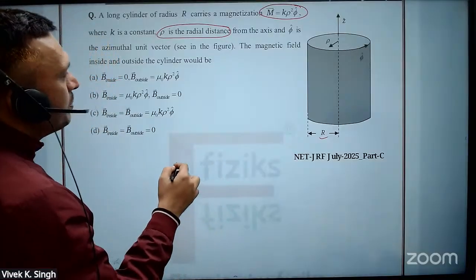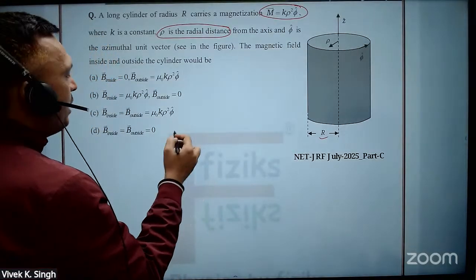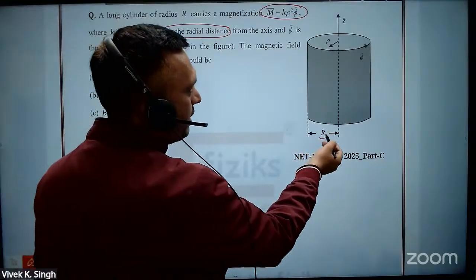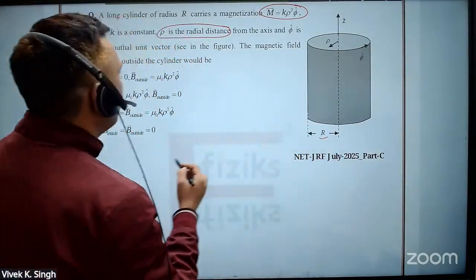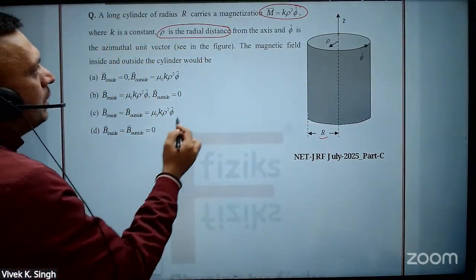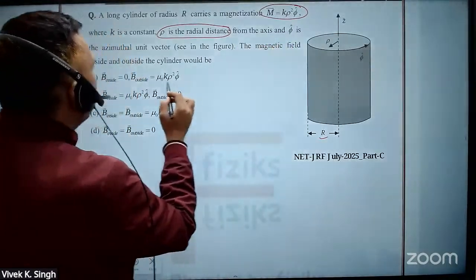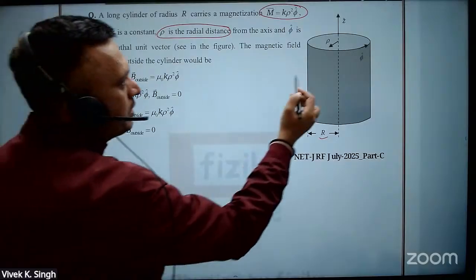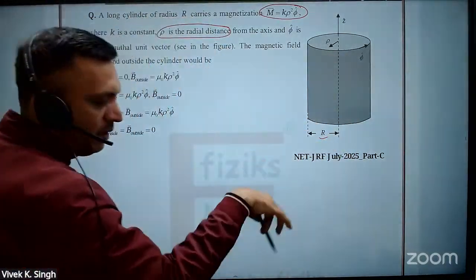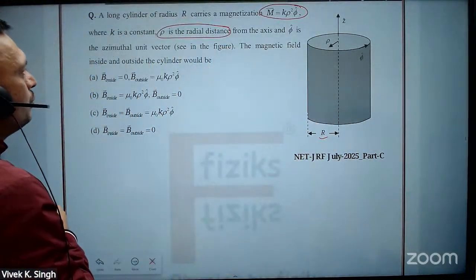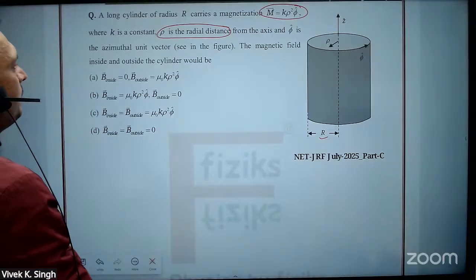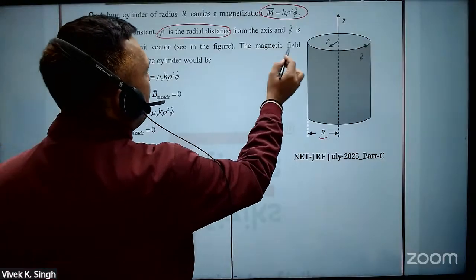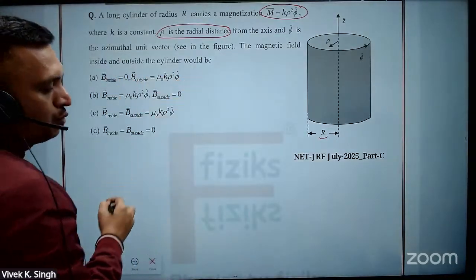For an inside point, rho will be less than r. For an outside point, rho will be greater than r, measured from the axis. And phi cap is the azimuthal unit vector, the unit vector in the phi cap direction in cylindrical symmetry. Now you have to find the magnetic field inside and outside the cylinder.